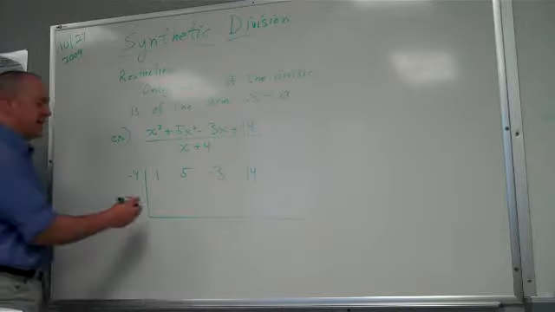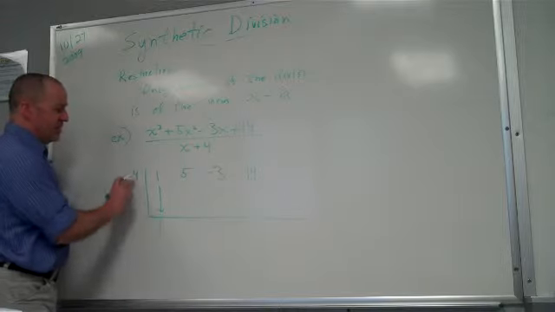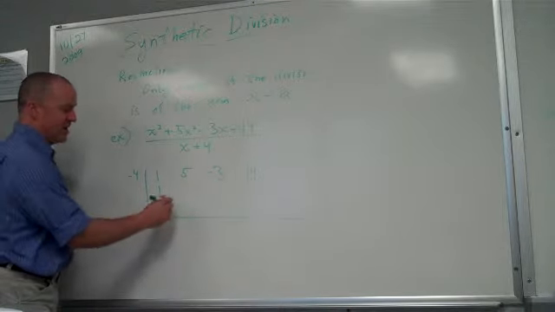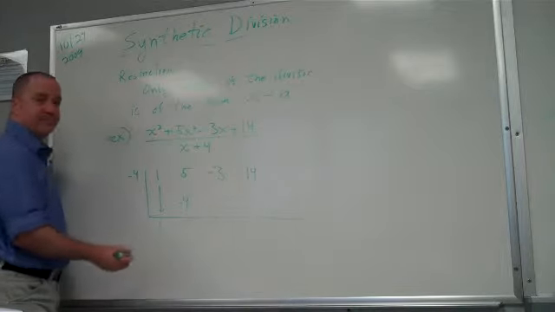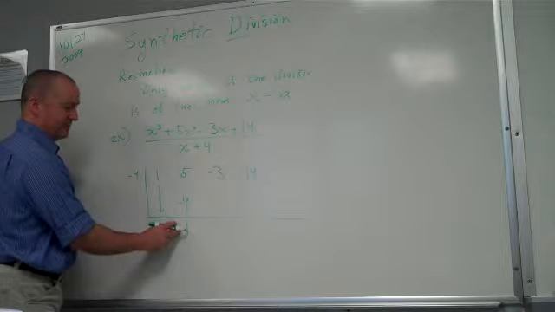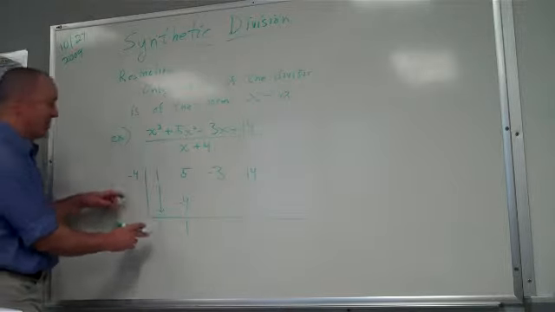What you do is you bring down the first coefficient, and you multiply the number out here, in this case negative 4, by that first coefficient, which is negative 4. And you put that here. Then you add these, negative 1, multiply, negative 4, and again multiply. Hang on, Brandon. Your participation right now is helping the people who haven't seen this before learn.